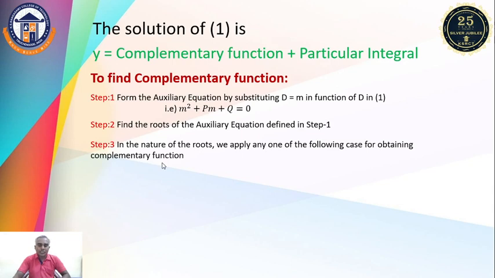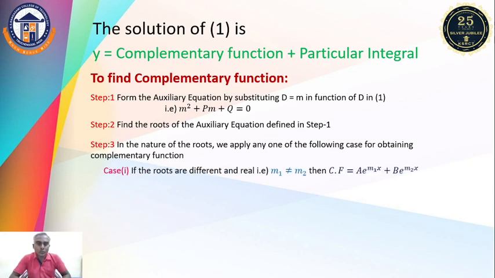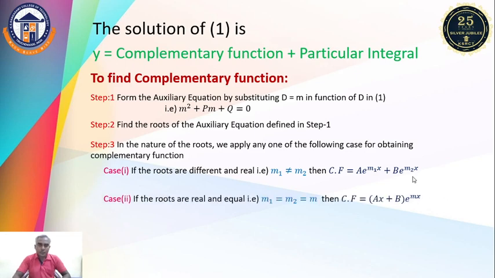complementary function. In the very first case, suppose we get the roots different and real, that means m1 not equal to m2. Then we write the complementary function as a e power m1x plus b e power m2x. Case 2: suppose the roots are real and equal, that is we get two roots m1 and m2 and those two roots are equal, so you take that equal root as m. Then how to write the CF? The CF is represented as (ax plus b) into e power mx.